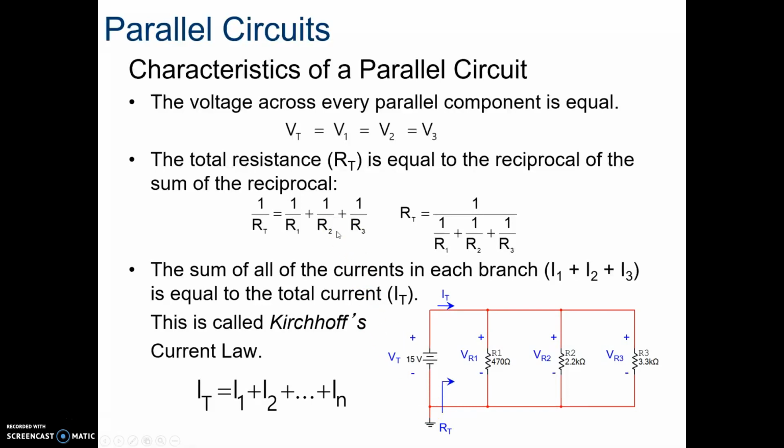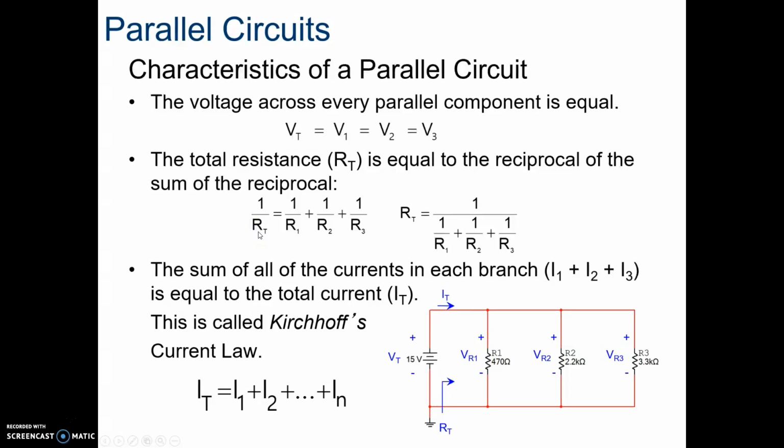That one's a little tricky. So what you have to do to find the total resistance is take the reciprocal of the first resistor. An example would be 470. That's why you see 1 over R1. So 1 over 470 plus 1 over 2.2 kilo ohms plus 1 over 3.3 kilo ohms. So it's the reciprocal plus the reciprocal plus the reciprocal. Once you have that answer, you have to take the reciprocal of that answer.